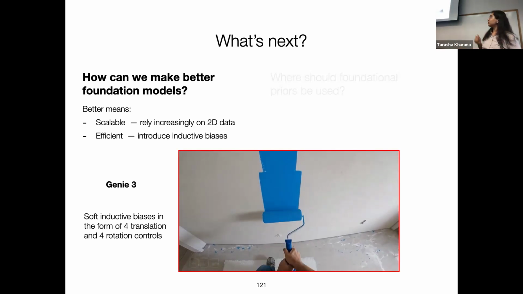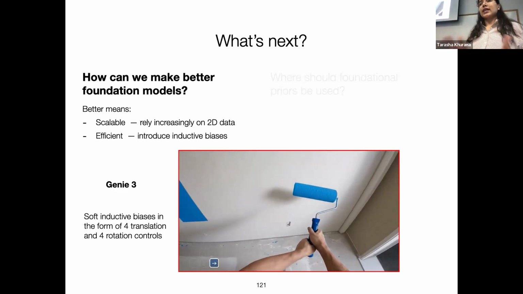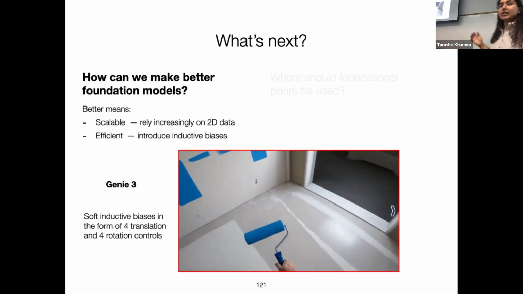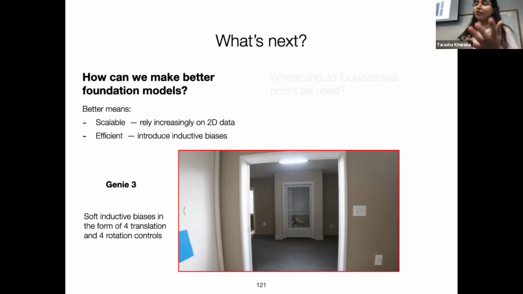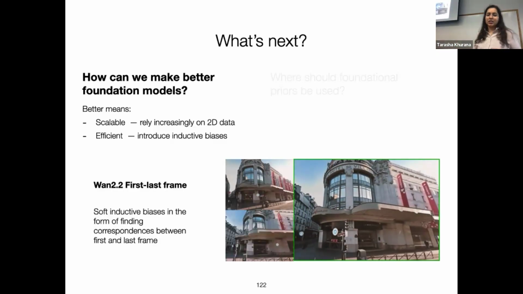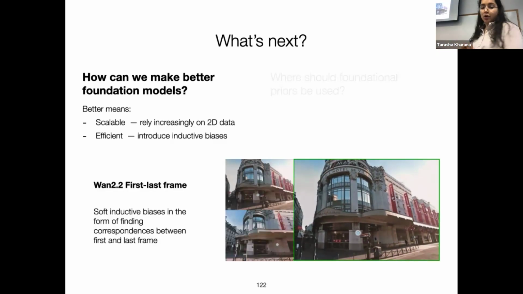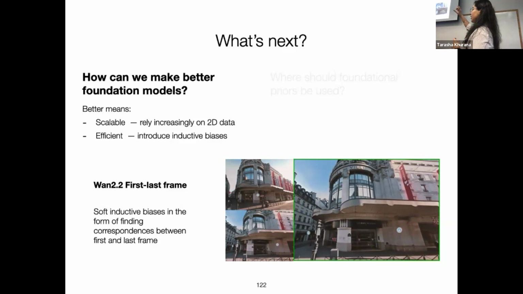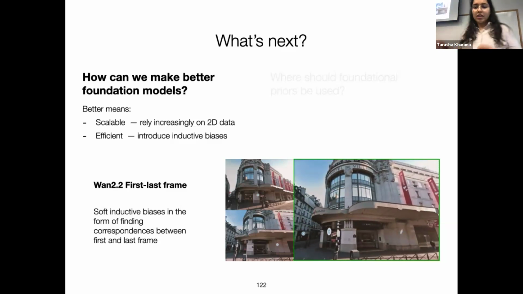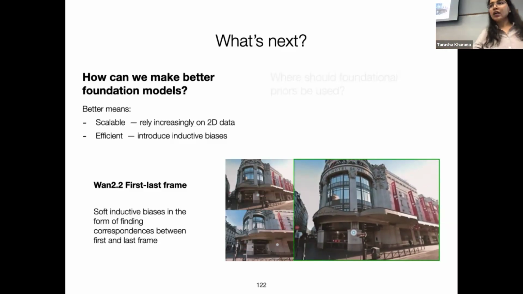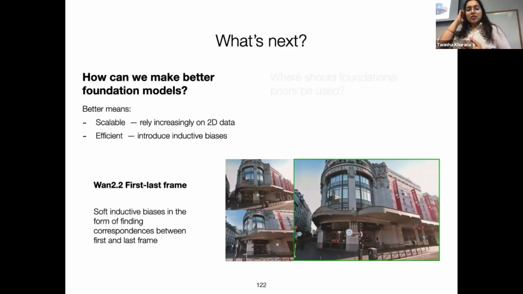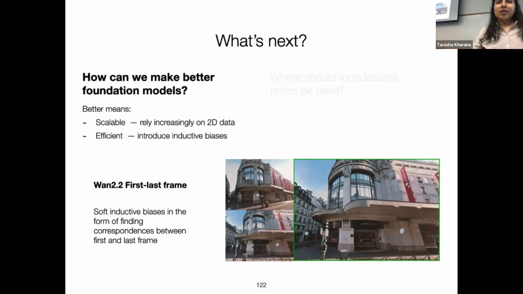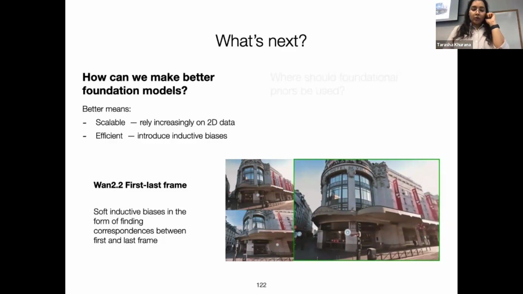So let's take, for example, Genie 3 here that Google released recently. And this is a good example of introducing inductive biases. In this case, there are 4 rotation controls and 4 translation controls for the video that is generated frame by frame. And here is another video model called WAN 2.2, first and last frame model, which takes in 2 images as input and interprets these images as the first frame and the ending frame of a video. And then it's trying to interpolate between these 2 images. So if you almost overthink this a little bit, the task for this model is essentially finding correspondences between these 2 frames, right? So these are the kind of examples of inductive biases that I'm talking about.